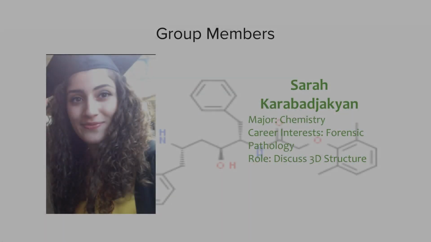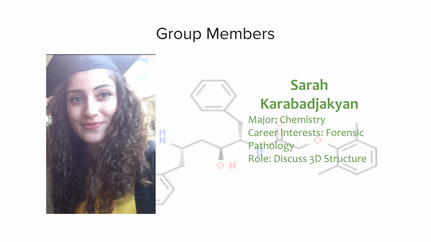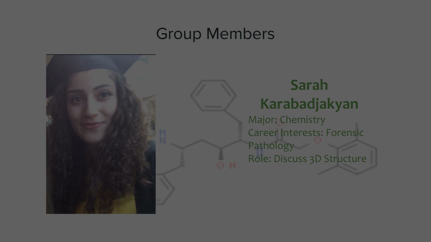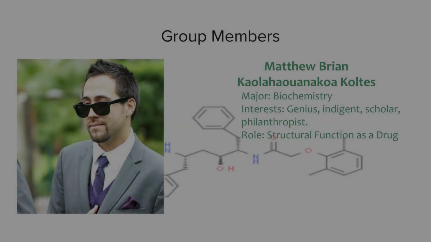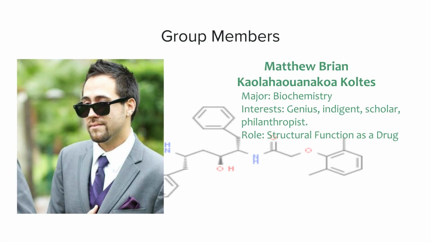Sarah Karabajian, majoring in chemistry with a career interest in forensic pathology. Role is discuss 3D structure. Matthew Coltis, majoring in biochemistry. Interests are genius, indigent, scholar, philanthropist. Role is structural function as a drug.